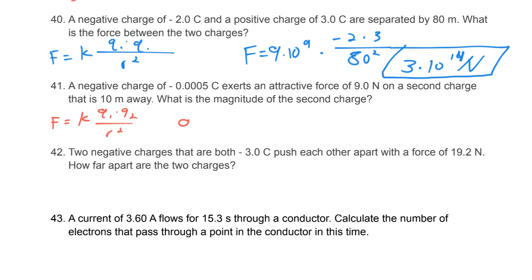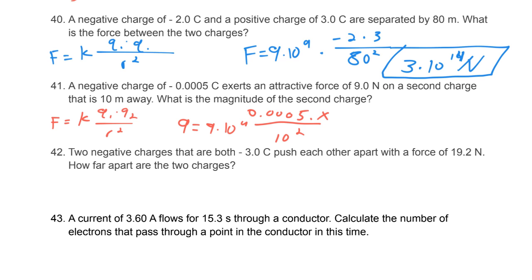We've got a force of 9 newtons. We know K is 9 times 10 to the 9th. We know one of the charges is 0.0005, and the other charge is unknown, so we'll say it's x. And then they're 10 units apart, so 10 squared.